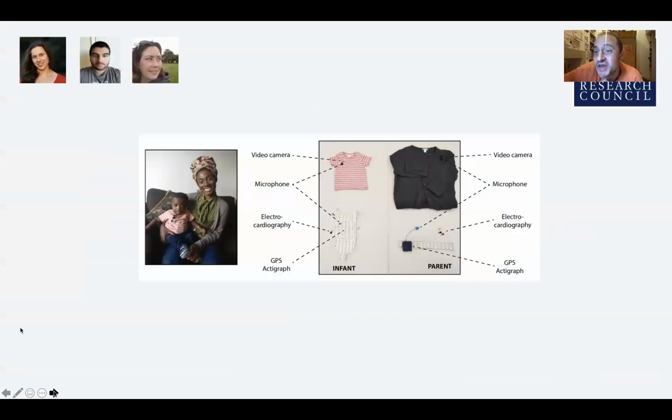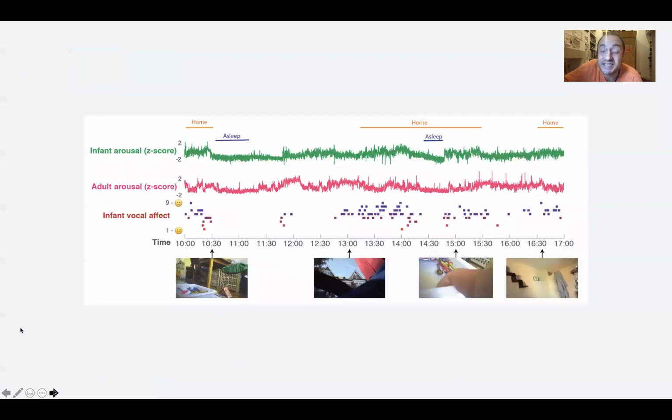To do that, we got some funding from the Economic and Social Research Council UK. This was done by Celia Smith, Farhan Mirza, and Kylie Claxton. We designed this equipment: a little bib with a built-in electrocardiogram, movement sensor, GPS, actigraph, microphone, and camera. The baby wore that kit at home for a day. The mum wore clothes that had the same equipment built into them, also for a day. We basically got a day-in-the-life snapshot.